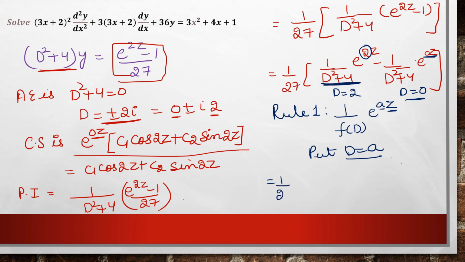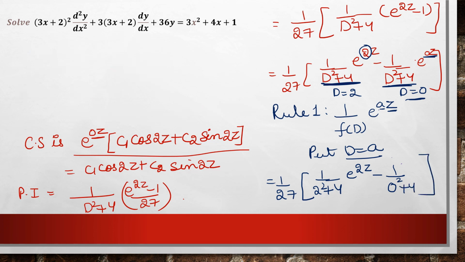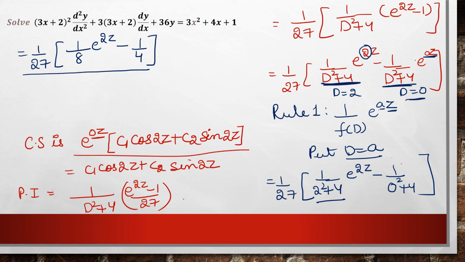1 by 27 as such. So here you will get 2 square plus 4 e power 2z, and here we'll put d equals to 0, so 0 square plus 4. Okay, so what we have? We have 1 by 27, 1 by, here 2 square plus 4, that is 8, e power 2z minus 1 by 4. Okay, so now d has vanished. So this is the final answer for particular integral.